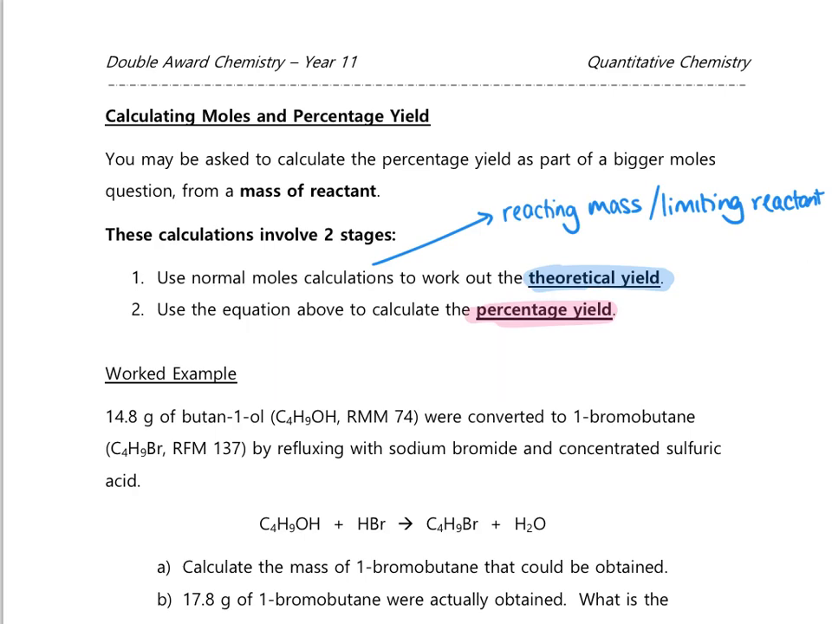So let's read through the worked example together. So it says 14.8 grams of butan-1-ol. You're given the formula and the RMM, which is just the same as RFM, were converted to 1-bromobutane, again you're given the formula and the RFM, by refluxing with sodium bromide and concentrated sulfuric acid. Part A of the question asks you to calculate the mass of 1-bromobutane that could be obtained. And essentially what you're doing in part A is using our normal moles calculations to work out the theoretical yield.